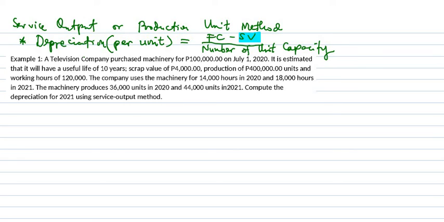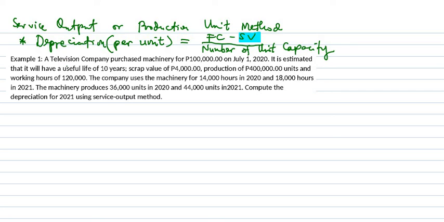Now we have here our example. We solve this problem directly in order for us to clearly understand how the service output or production unit method is being used for this particular problem.